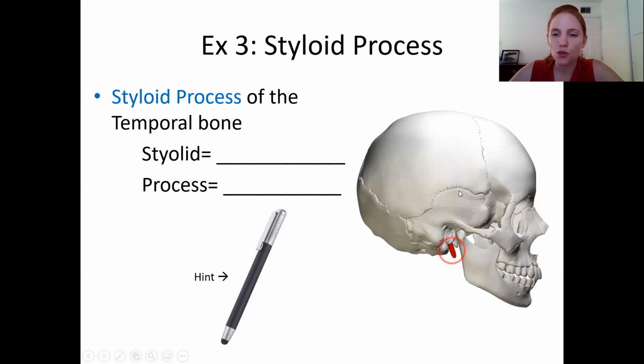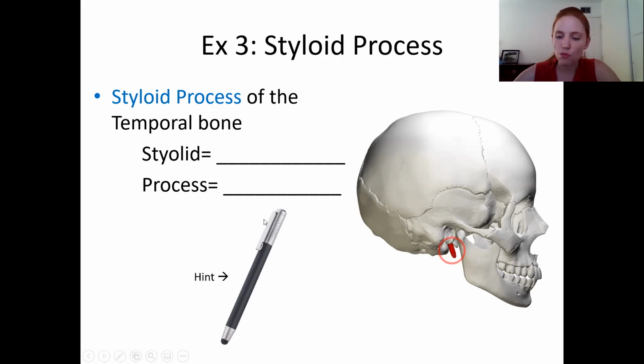Number 3. Looking at the side here on your skull, you're going to notice a really, really sharp projection. This super sharp projection right here, on the temporal bone there, is called the styloid process. Styloid process.